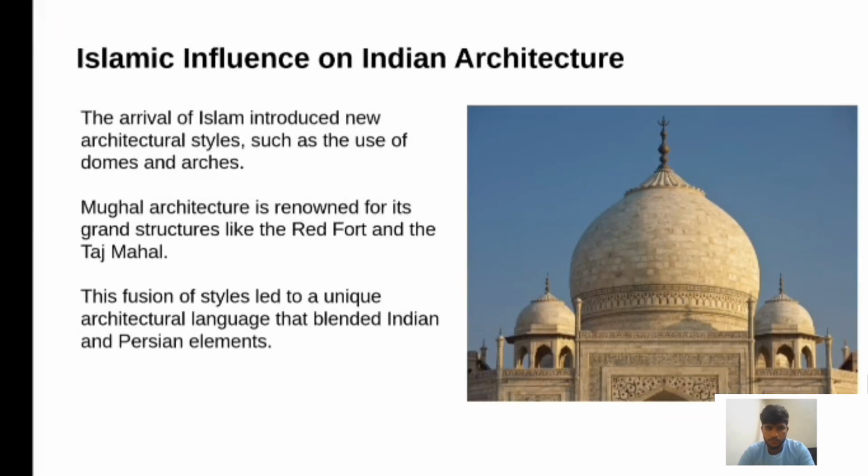Next is the Islamic influence on Indian architecture. The arrival of Islam introduced new architectural styles, such as the use of domes and arches. Next, Mughal architecture is renowned for its grand structures like the Red Fort and the Taj Mahal. This fusion of styles led to a unique architectural language that blended Indian and Persian elements.